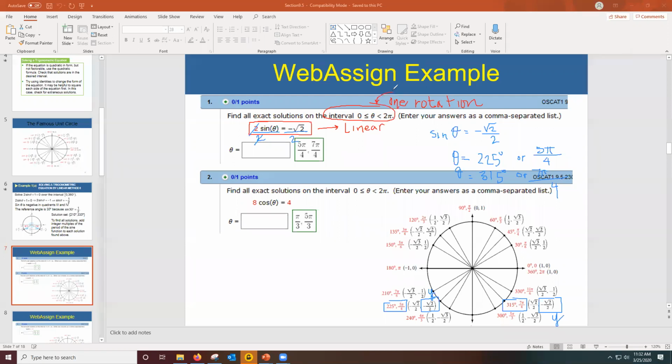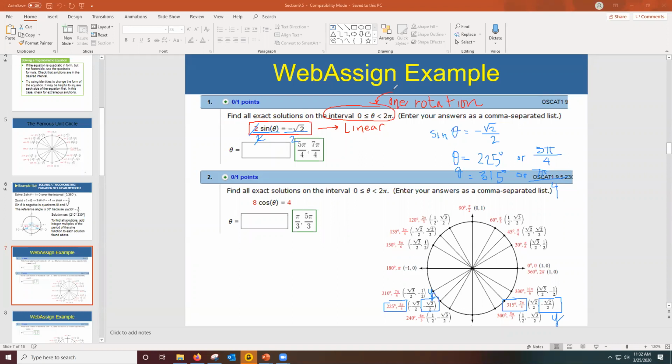All right, does that make sense? So some of these linear equations I think you're going to find are not that complicated and not that time consuming, because all you have to do is get the trig function by itself, then go to the unit circle and find the angles that satisfy the equation.